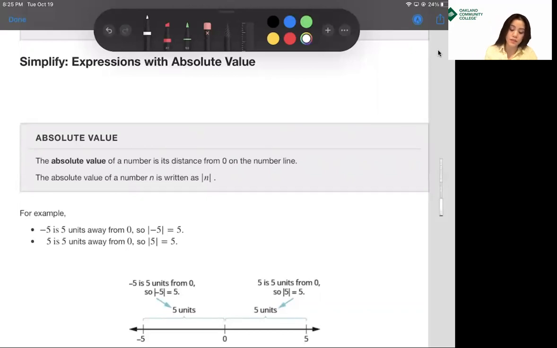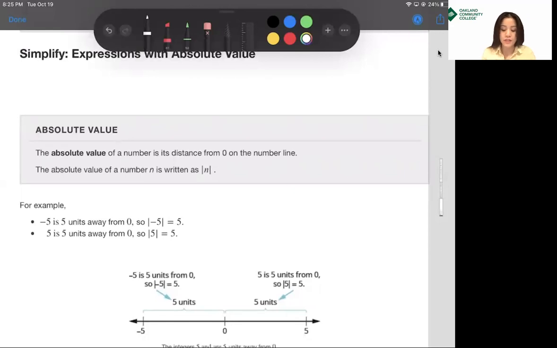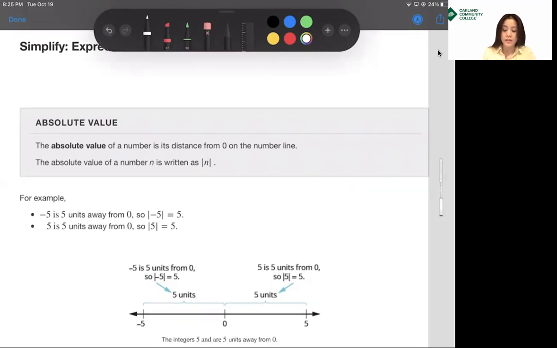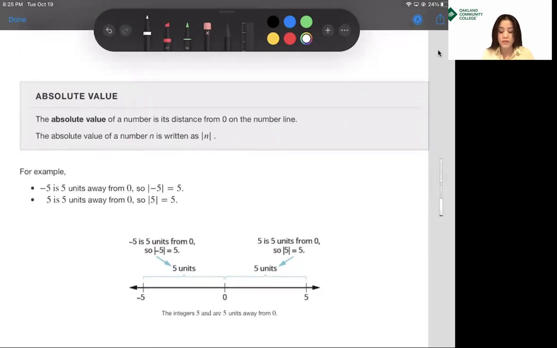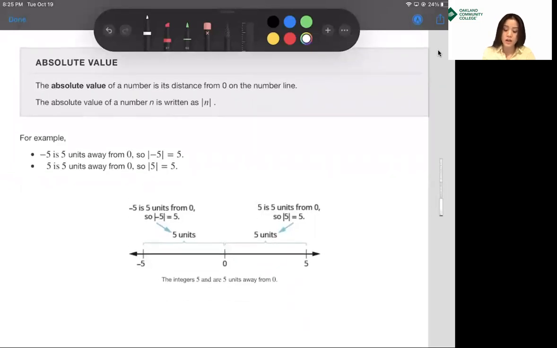Okay, so here we have the definition of absolute value. The absolute value of a number is its distance from 0 on the number line. And the absolute value of a number n is written as two vertical lines with the number in the middle. For example, -5 is 5 units away from 0. So the absolute value of -5 is equal to 5. As you can see, the picture below illustrates that.